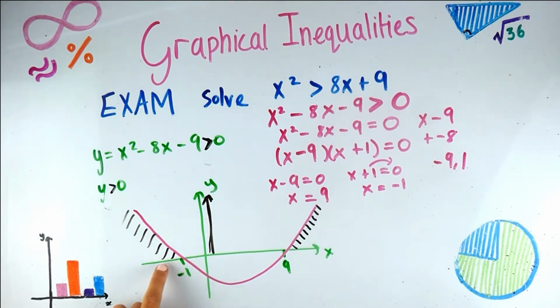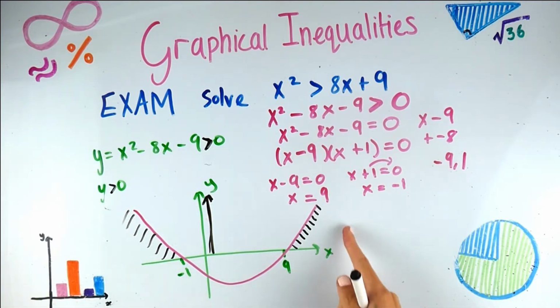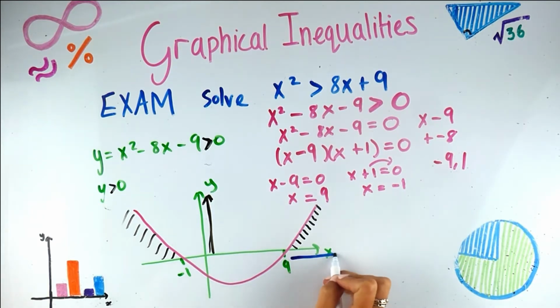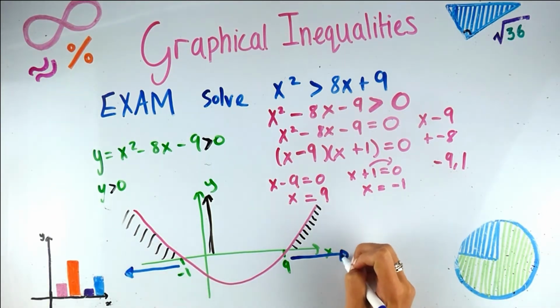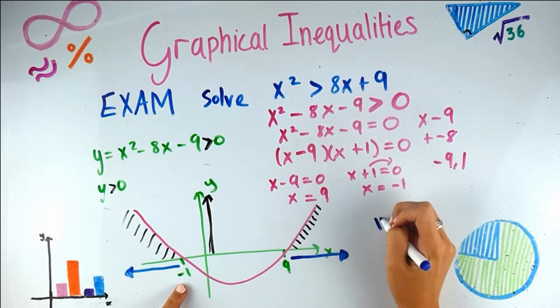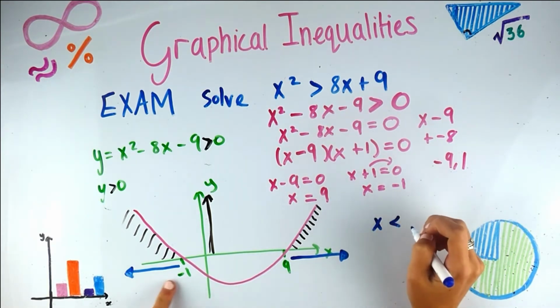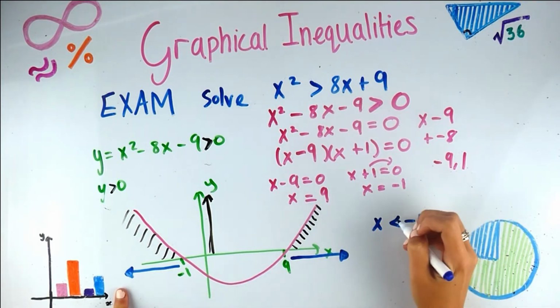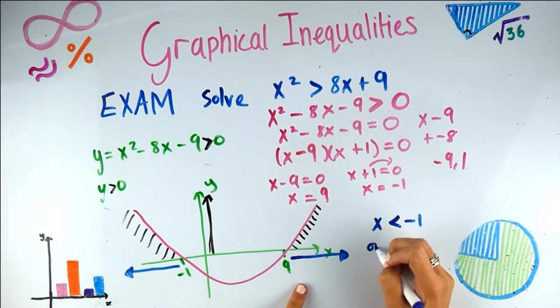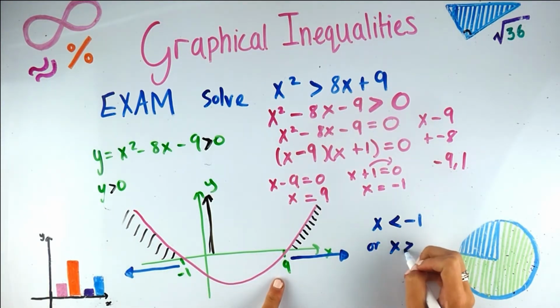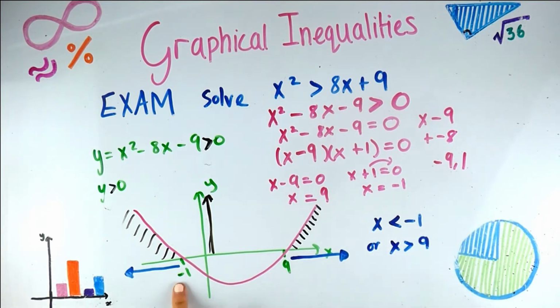So all the x values here will give output y values which are bigger than 0, and all the x values this way will output y values which are bigger than 0. So that means the x values it can take are these ones or these ones. So either x has to be less than minus 1, so small side, and it's not or equal to because we don't have that in the question, or x has to be greater than 9. So we can either take these values or these values.